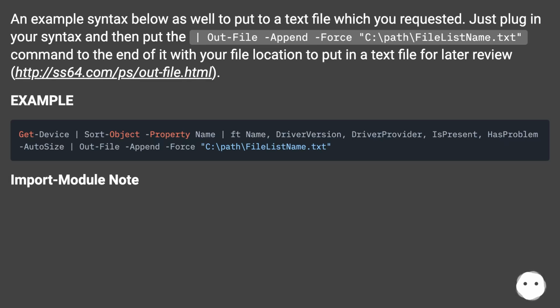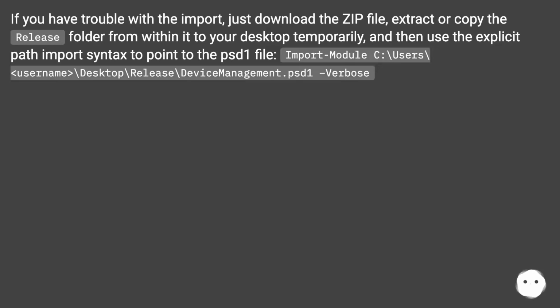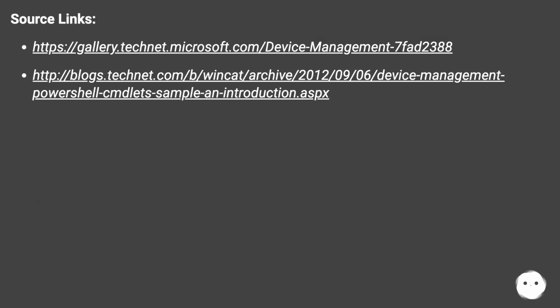Import module note. If you have trouble with the import, just download the zip file, extract or copy the release folder from within it to your desktop temporarily, and then use the explicit path import syntax to point to the PSD1 file. Import-Module C:\users\desktop\release\DeviceManagement.psd1 -Verbose. Source links. This URL. This URL.